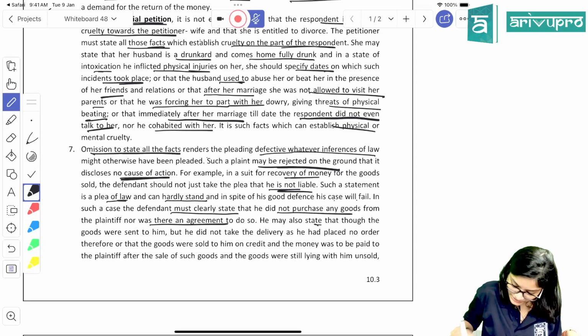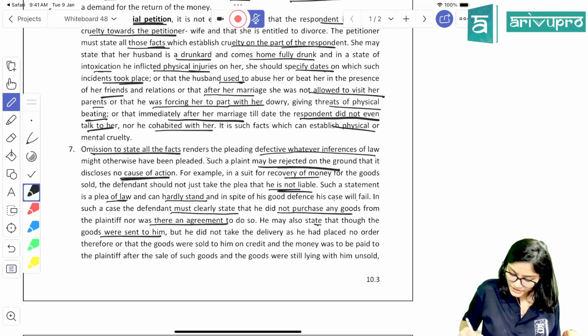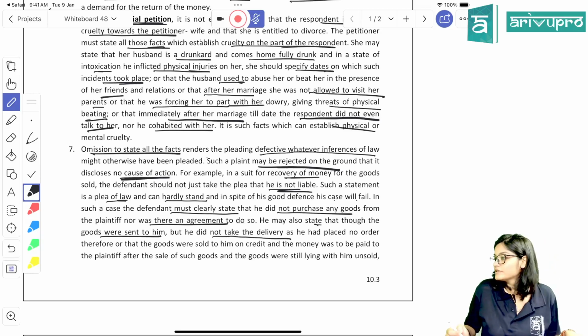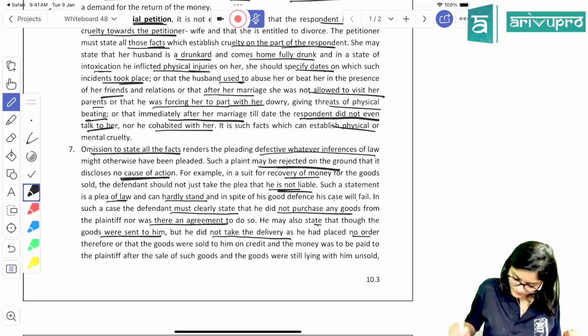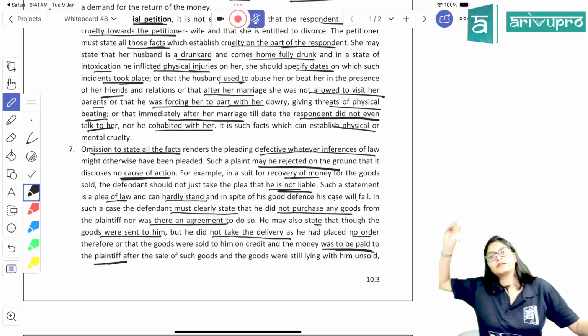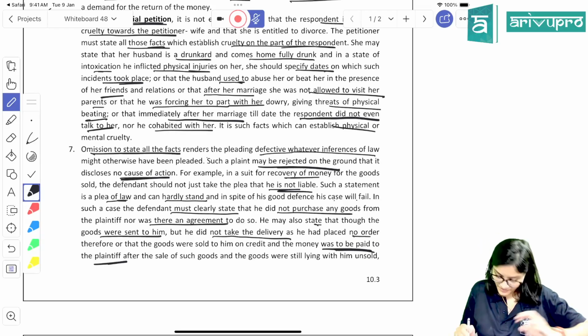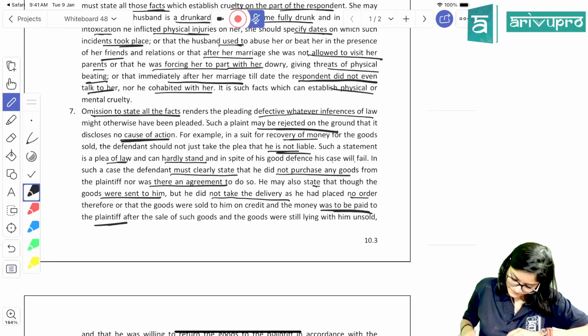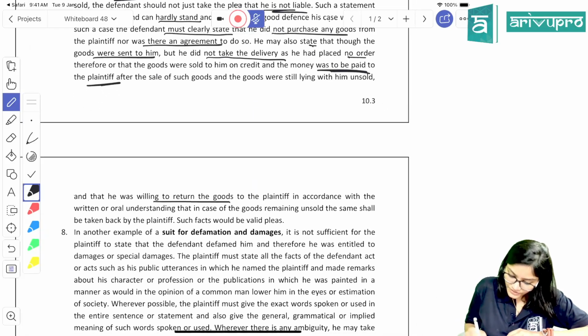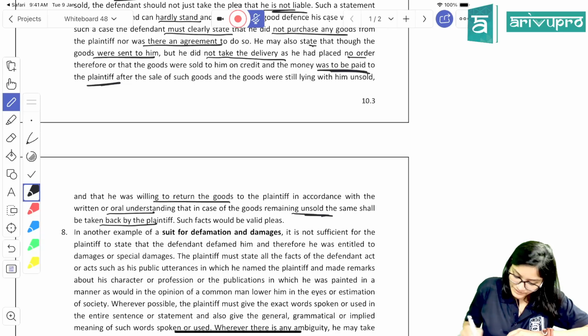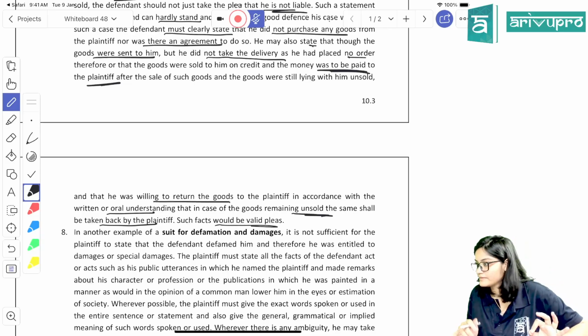He may also state that though the goods were sent to him, he did not take the delivery, as he had placed no order. Or that the goods were sold to him on credit and the money was to be paid to the plaintiff. It was on credit only and money I am supposed to pay after 6 months only. You can mention all these facts, right? And that he was willing to return the goods of the plaintiff in accordance with the written or oral understanding that in case of goods remaining unsold, the same shall be taken back by the plaintiff. Such facts would be valid, right?